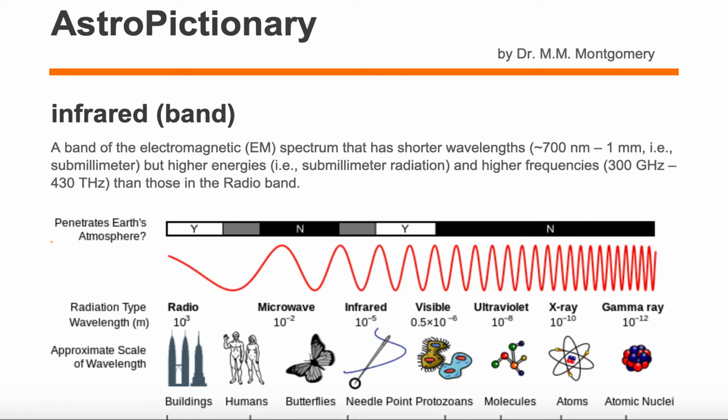Infrared, or infrared band, is a band of the electromagnetic (EM) spectrum that has shorter wavelengths, roughly 700 nanometers to 1 millimeter, i.e. sub-millimeter, but higher energies and higher frequencies, roughly 300 gigahertz to 430 terahertz, than those in the radio band. So in other words, infrared is a band of the electromagnetic spectrum that has shorter wavelengths but higher energies and higher frequencies than those in the radio band.